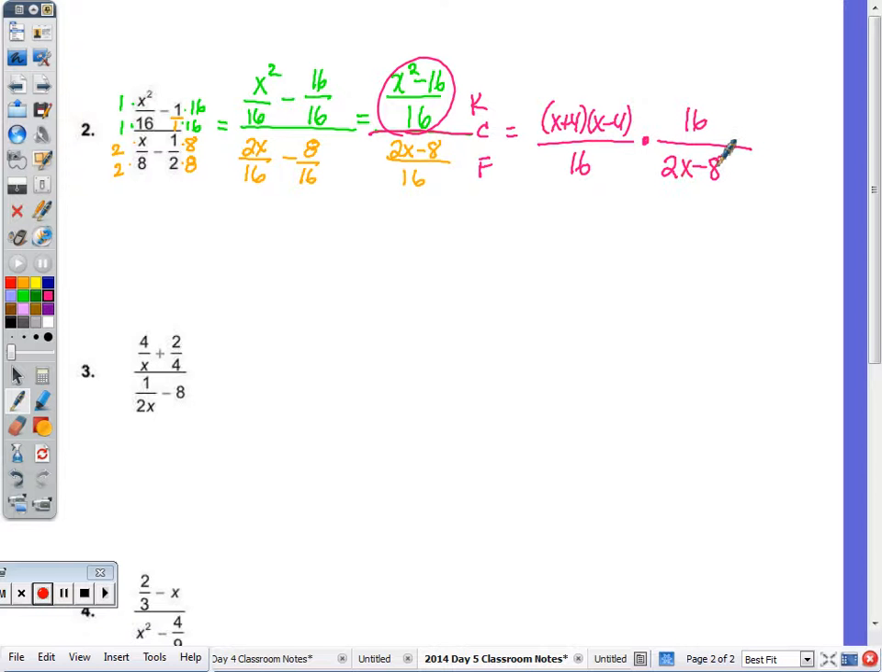Now it's multiplication. So I just simply factor and cancel. So I can cancel this. This has a GCF of 2. Now I can cancel that, and my answer is going to be x plus 4 over 2.